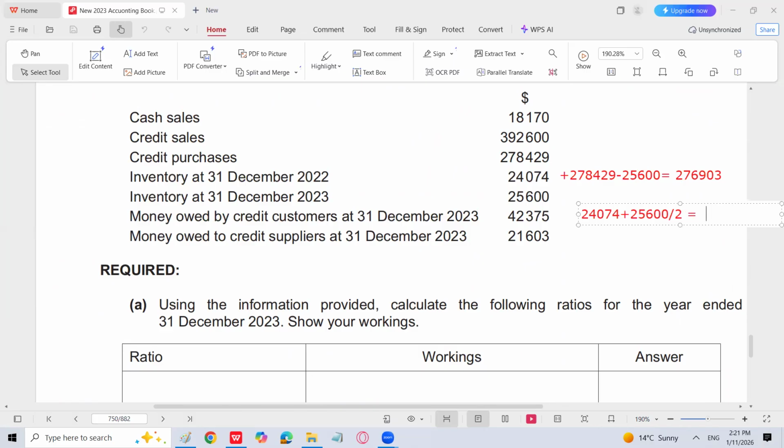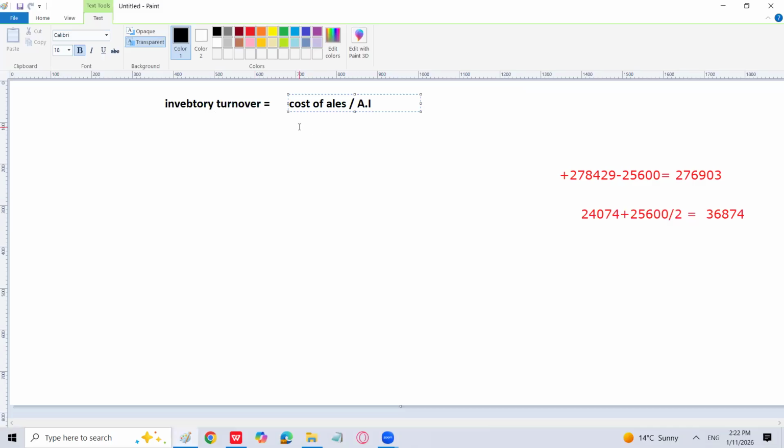So the answer is 36,874. Okay. Now let me solve the question. That is going to be cost of sales. The answer is 276,903 divided by average inventory, which is 36,874.